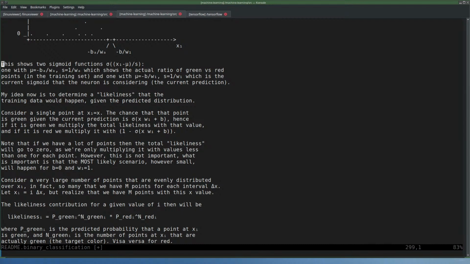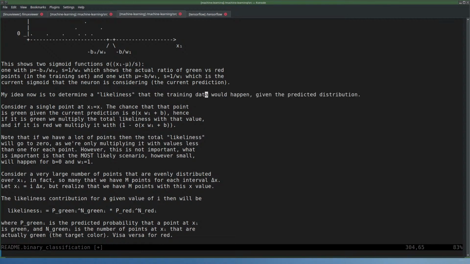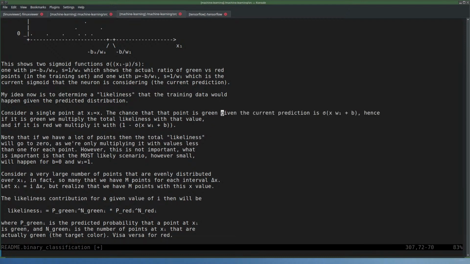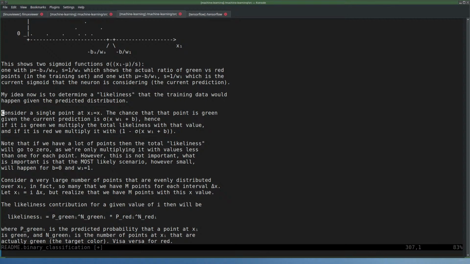So two sigmoid functions. Okay, my idea is to determine a likeliness that the training data would happen given the predicted distribution. Consider a single point at x is x.